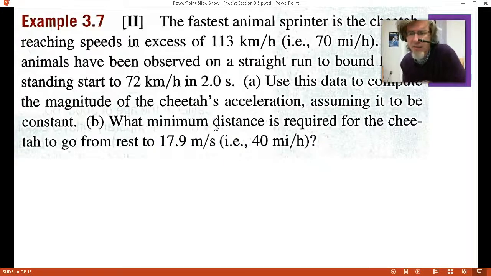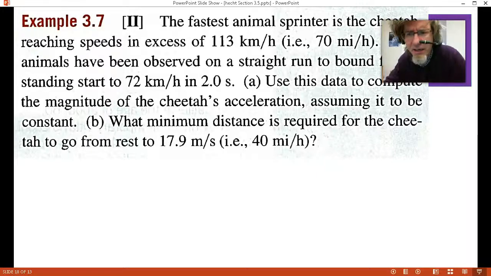So the fastest animal sprinter is the cheetah, reaching speeds in excess of 113 kilometers per hour, so 70 miles per hour. These animals have been observed on a straight run to bound from a standing start to 72 kilometers an hour in 2 seconds. That's outstanding, right? 2 questions. Use the data to compute the magnitude of the acceleration, assuming the acceleration is constant. And then, what's the minimum distance required for the cheetah to go from rest to 17.9?